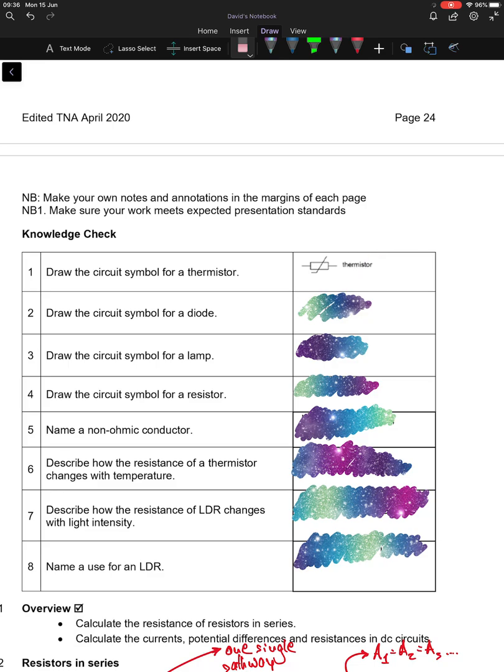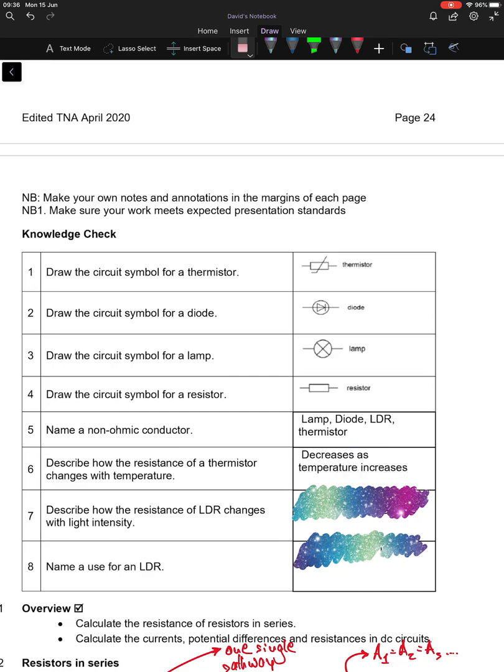Right, you should have unpaused the video, so let's just reveal the answers for you nice and quickly. So you've got a symbol for a thermistor, symbol for a diode, symbol for a lamp, one for a resistor. A non-ohmic conductor would be a lamp, a diode, an LDR or a thermistor, where the relationship between current and voltage is not directly proportional.